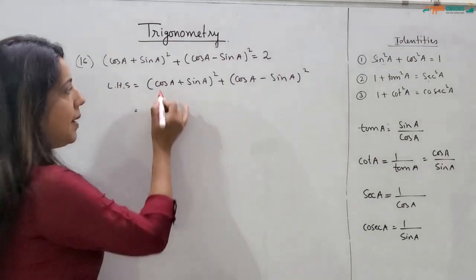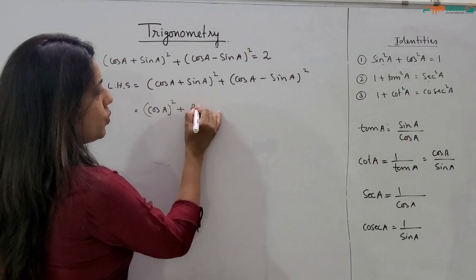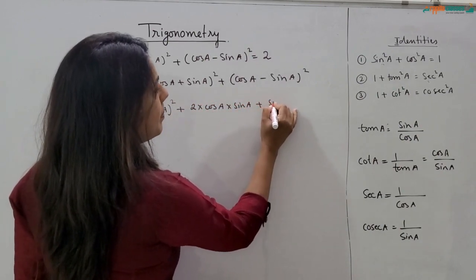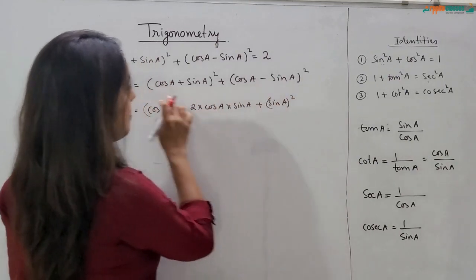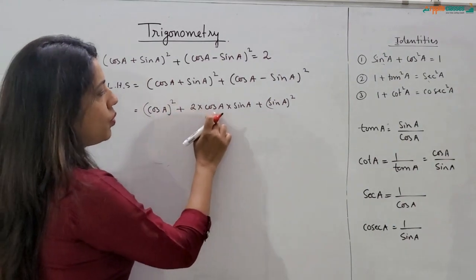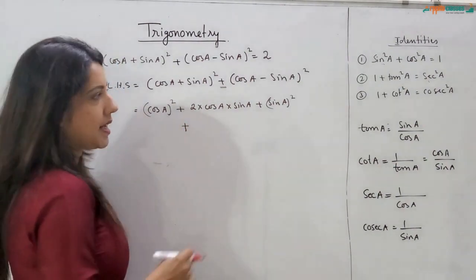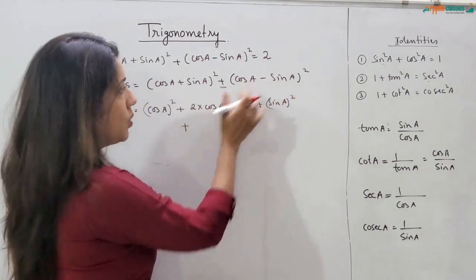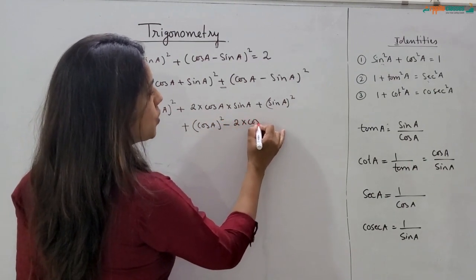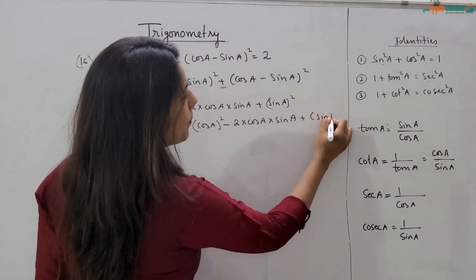Now (a plus b) the whole square is a square plus 2 into a into b plus b square. You understand, my a is cos A and b is sin A. So I wrote a square plus 2ab plus b square. In between there is a plus sign. I am putting a plus sign. Now this is (a minus b) the whole square. So I put a square minus 2 into a into b plus b square.